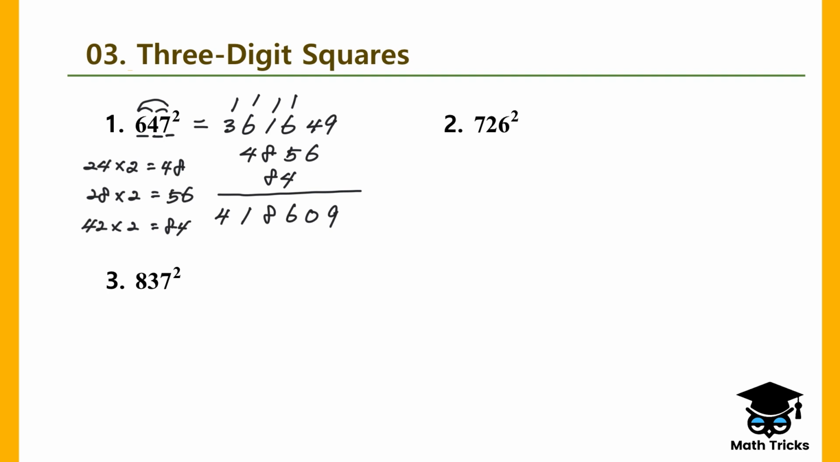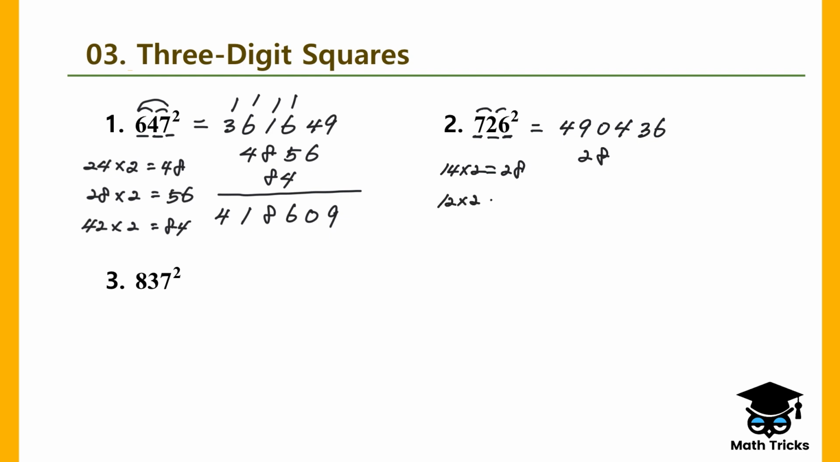Number 2, we have 726 squared. So 726 squared is the same method. 7 squared, 49. 2 squared, that's 4, right? So 04. 6 squared, 36. And 7 times 2, that's 14. 14 times 2 is 28. 28. 2 times 6, that's 12.